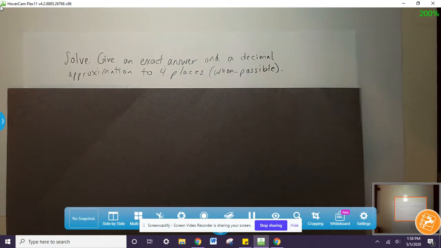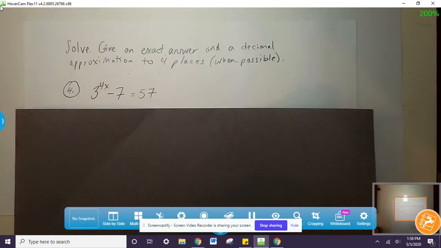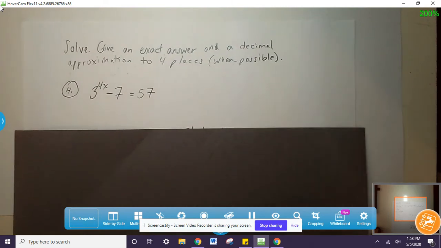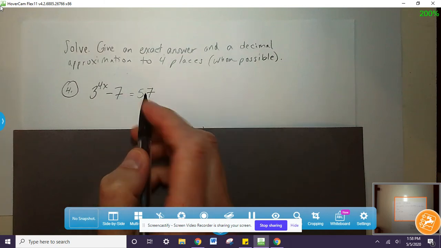So here's our first example. Number 4. I have 3 to the 4x minus 7 equals 57. So the first thing you want to do is get that exponential function alone. So move that 7 to the other side by adding it.